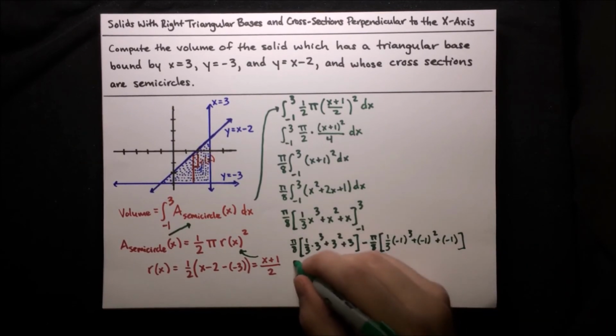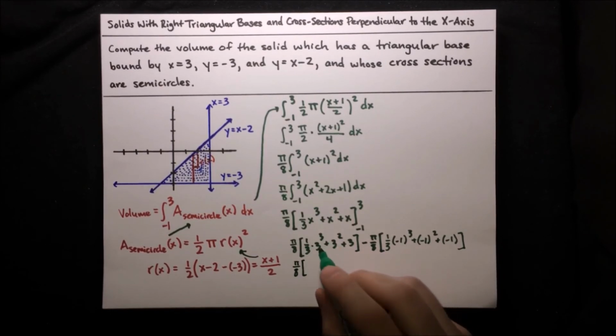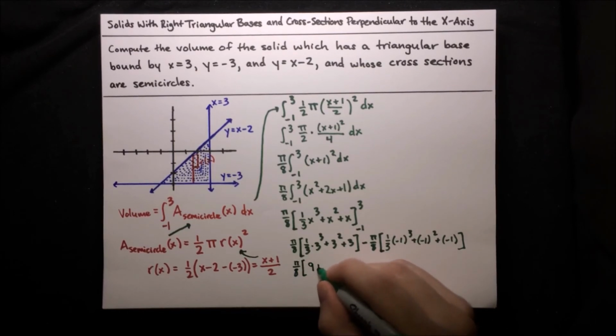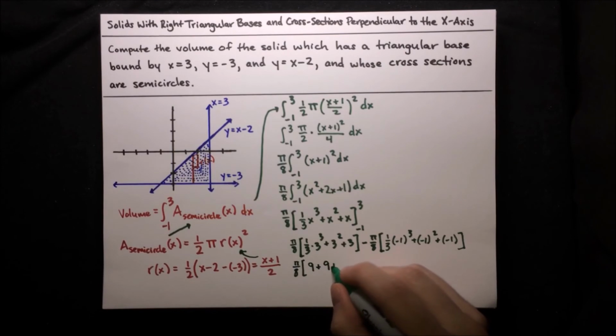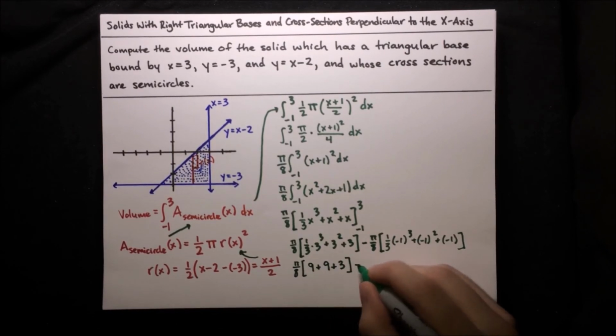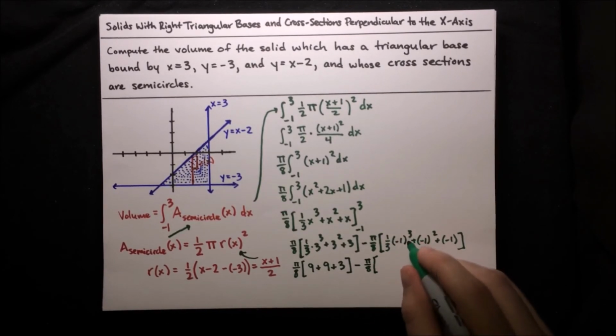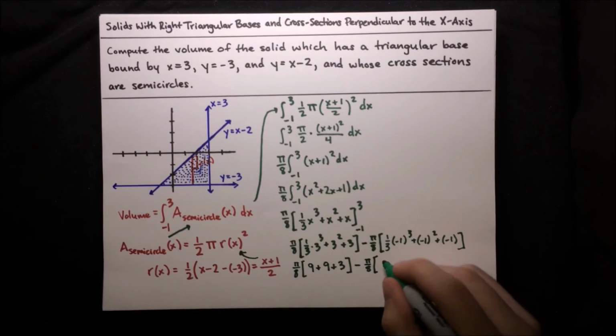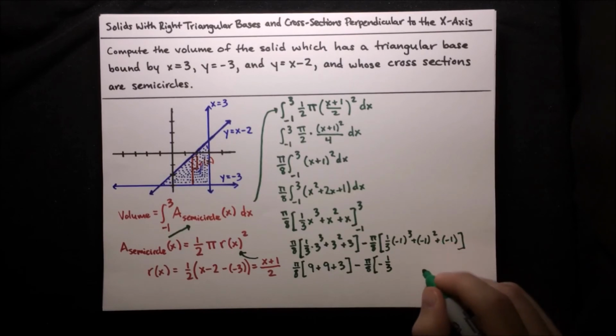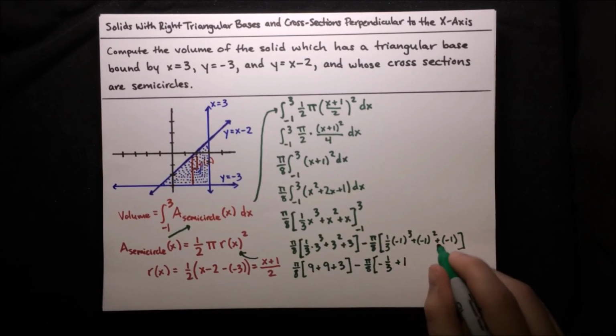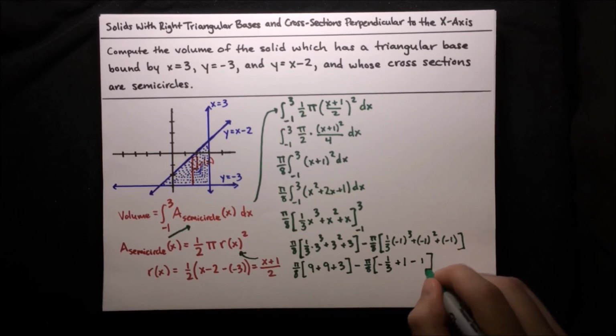Alright, so this is pi over 8. Let's try to simplify the inside. So a third of 3 cubed, well 3 cubed is 27, and then a third of that is just 9. So 9, then plus 3 squared is 9, then plus 3. Alright, then minus pi over 8 times 1/3 times -1 cubed. Well, -1 cubed is just still -1, and then times a third, -1/3. Then plus -1 squared, -1 squared is just 1, so plus 1, and then plus -1, so minus 1, and we see that we can cancel out this plus 1 and minus 1 here.